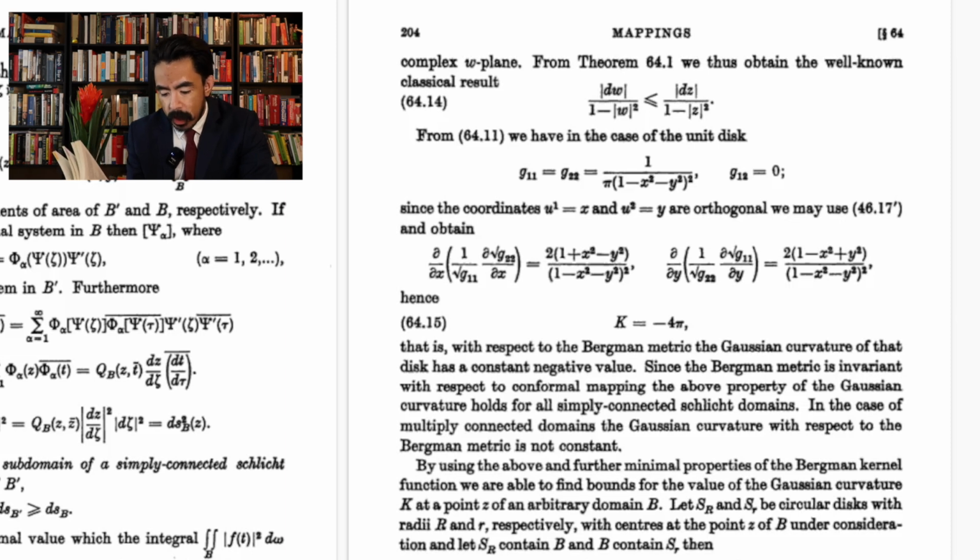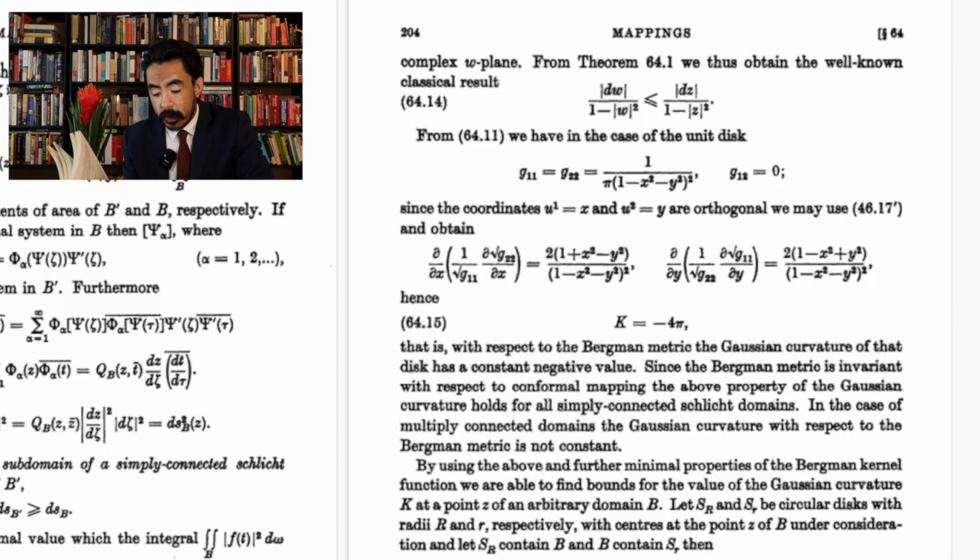Hence, capital K, Gaussian curvature, is equal to negative 4 pi. That is, with respect to the Bergman metric, the Gaussian curvature of that disk has a constant negative value. Since the Bergman metric is invariant with respect to conformal mapping, the above property of the Gaussian curvature holds for all simply connected Schlicht domains. In the case of multiply connected domains, the Gaussian curvature with respect to the Bergman metric is not constant.